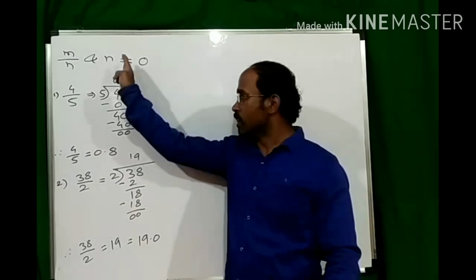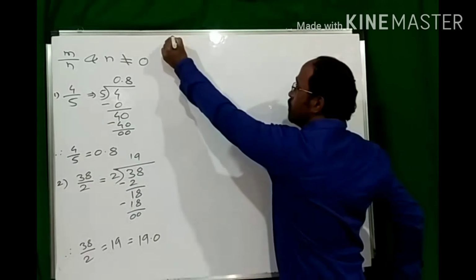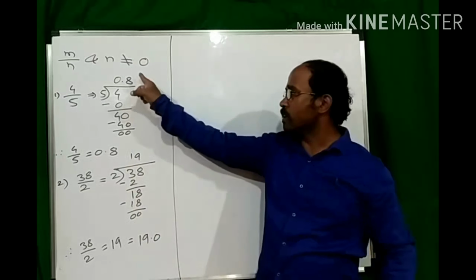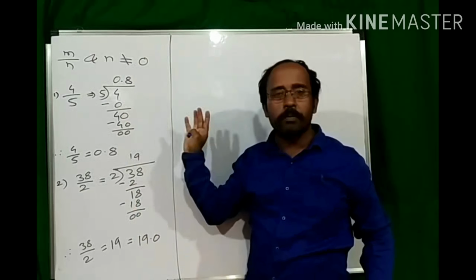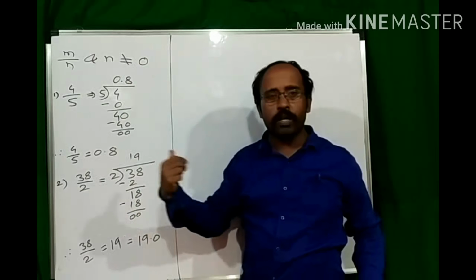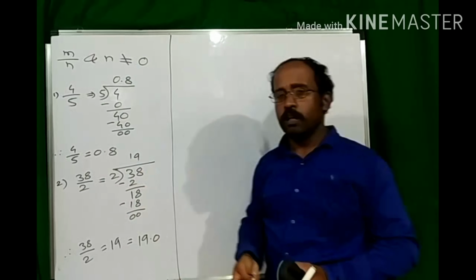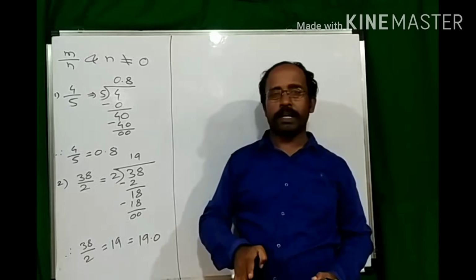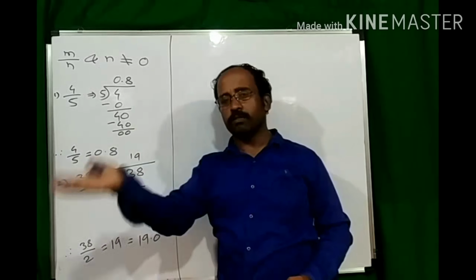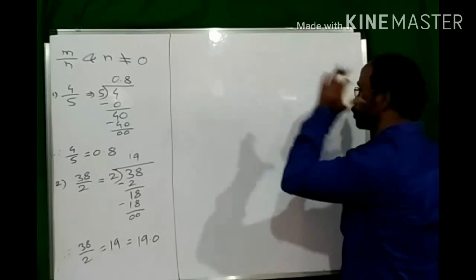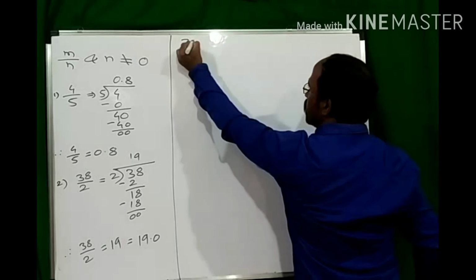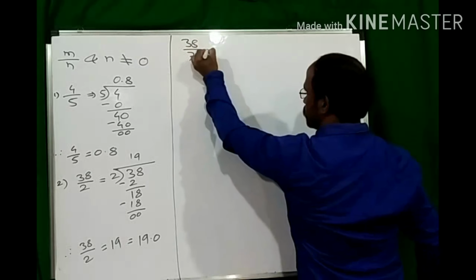Got it students? These are the first kind of examples. In these examples, what happened? Our division is terminated. After 0.8, we don't have to do much more. What do I mean by terminated and why am I telling you? It will be clear with the next example. Let us see one more example. Suppose we have to show 38 upon 7 in the form of decimal representation.